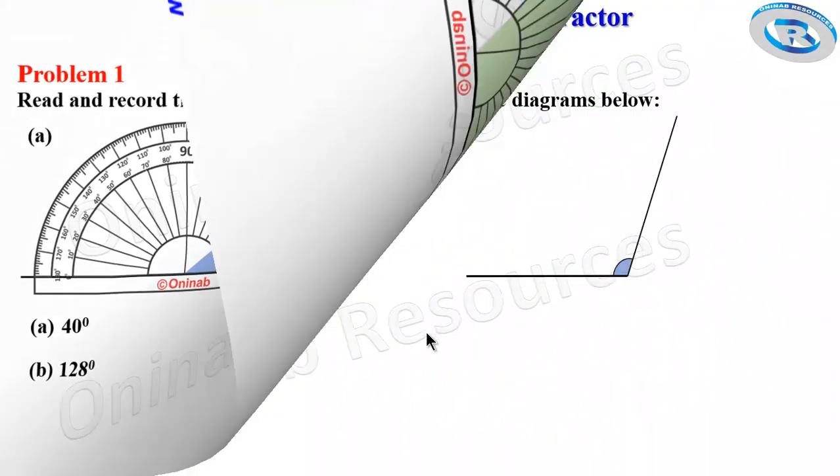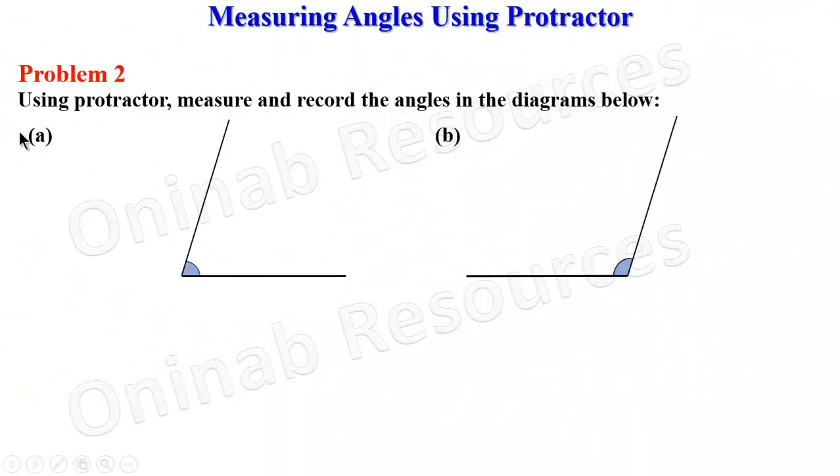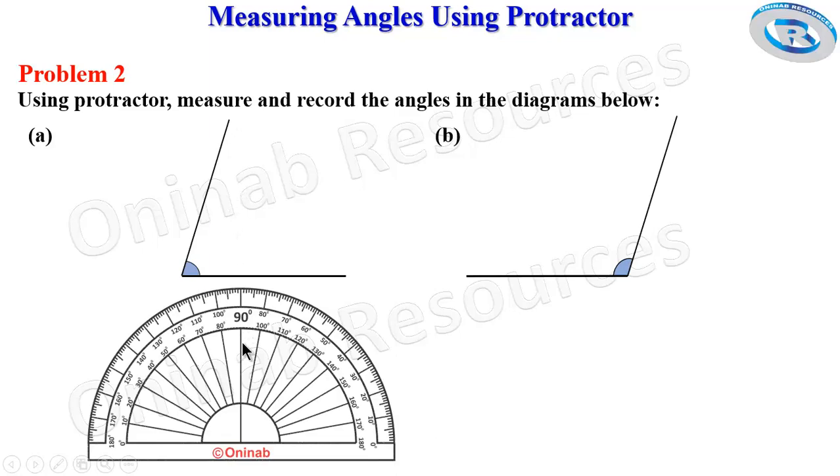We then go to problem 2. For problem 2, using a protractor, measure and record the angles in the diagrams below. So we start from A. For A, this is the angle, these are the two lines. So we bring in our protractor. To measure this, we are going to place our protractor on this angle.